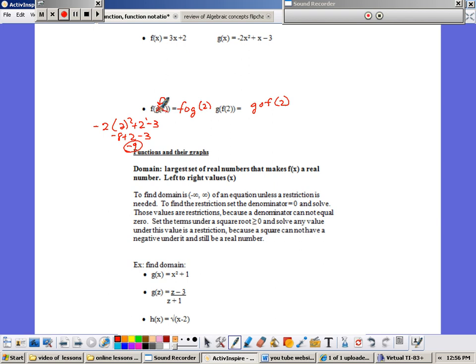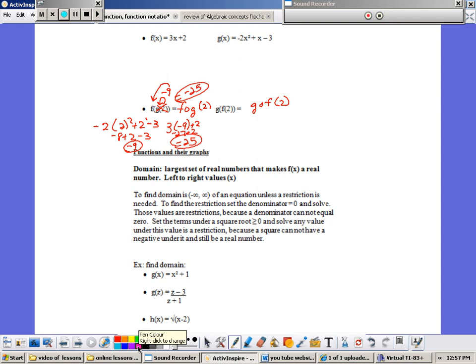Then they want you to cross this out and put negative 9 and take negative 9 and put it into f. So we're taking the number, putting it into the middle one, and then taking that one and putting it into the last one. So 3 times negative 9 plus 2, negative 27 plus 2, negative 25. My total answer is negative 25. So it's a two-step problem.